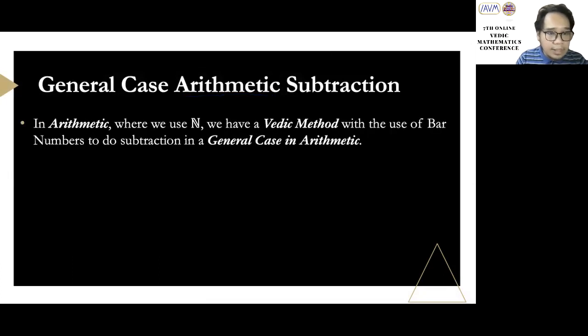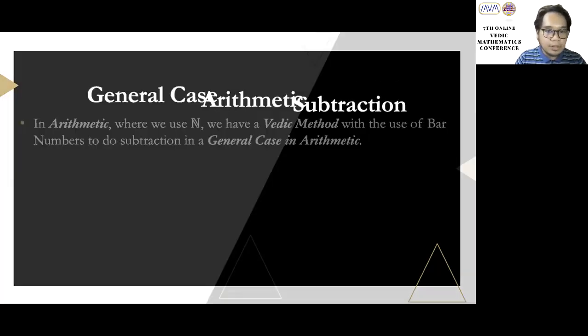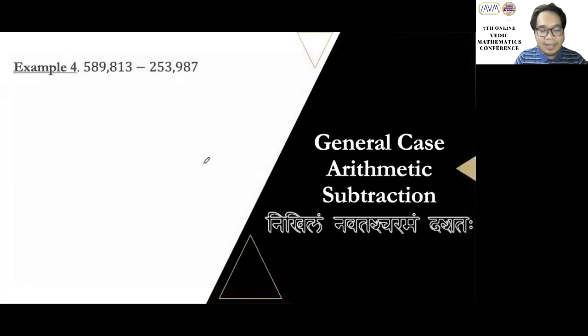So in arithmetic, where we live in the natural numbers, that is positive integers, we have a Vedic method with the use of bar numbers to do subtraction in a general case in arithmetic. Okay, general case. So I'm going to show you that. This has already been given in a lot of references. I'm going to give you more later. So let's have here an example.